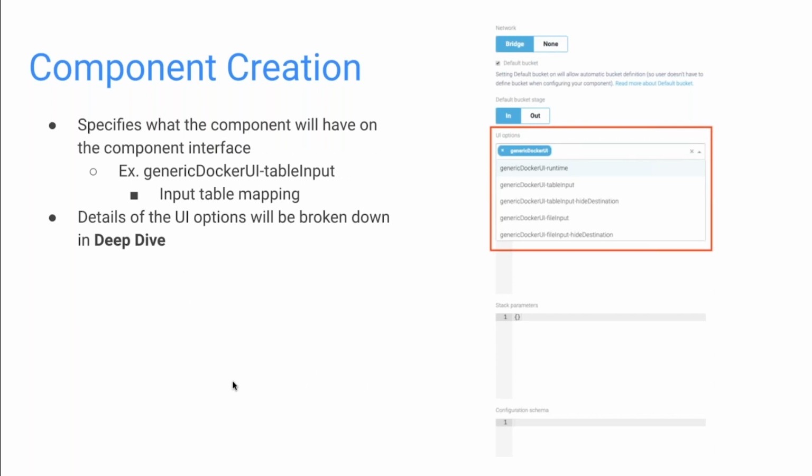UI options. So this is where we can specify what the component will have on the component interface. Okay, here I put generic Docker UI and also generic Docker UI table input. So if these are not specified, then the input mapping will not show up on the component interface. Details of the UI options I'll be telling you guys in the deep dive.